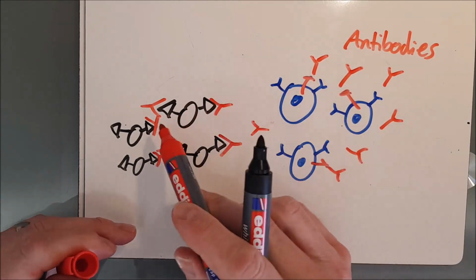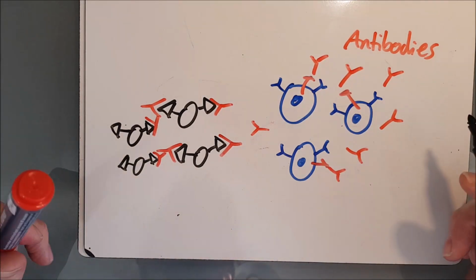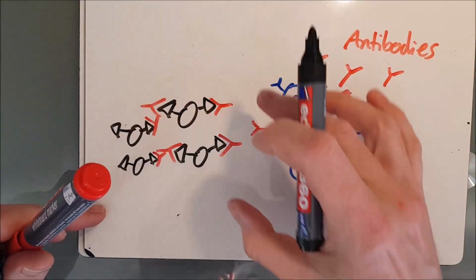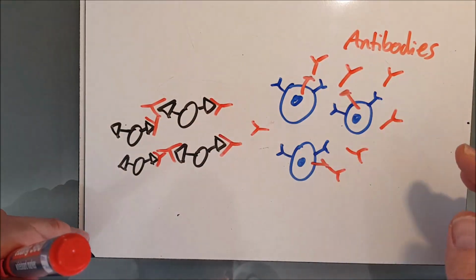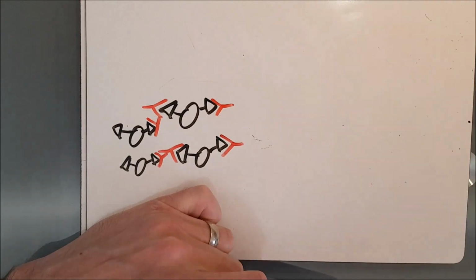So they'll clump them together, and that means they can't infect any more cells if they're a virus, or they can't produce any more toxins. So they're sort of inactivated.